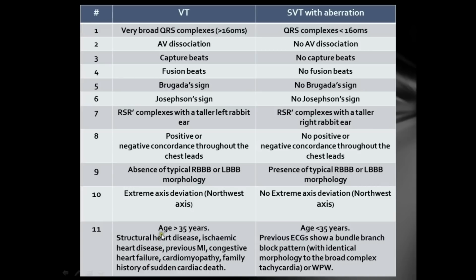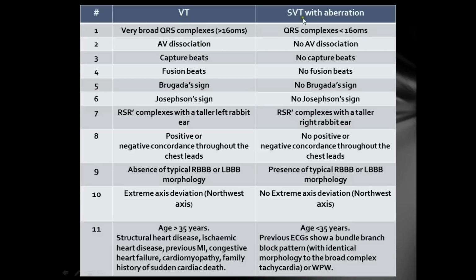So for the clinical presentation, the first thing is that if the age is more than 35 years old, it's more likely to be a VT. The second is that if the patient has structural heart disease, ischemic heart disease, a previous MI, CHF, cardiomyopathy, or a family history of sudden cardiac death, all of these are more related to ventricular tachycardia. And actually, if the patient is presenting with a broad complex tachycardia in the setting of an acute myocardial infarction, this is almost always due to ventricular tachycardia.